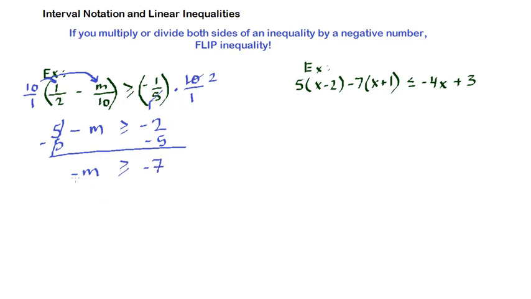Now I'm going to get rid of this minus by dividing both sides by a negative 1. Did I multiply or divide both sides by a negative number? Why, yes, I did. So I'm going to flip that little guy. M, and negative 7 divided by negative 1, that is just a plain old 7. There is just my regular inequality notation.